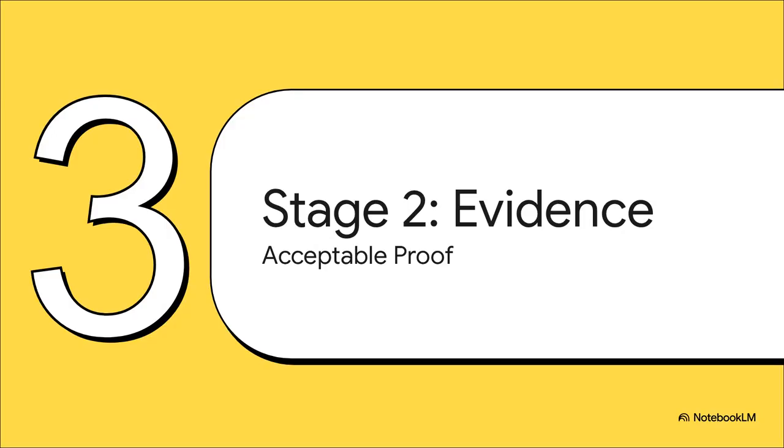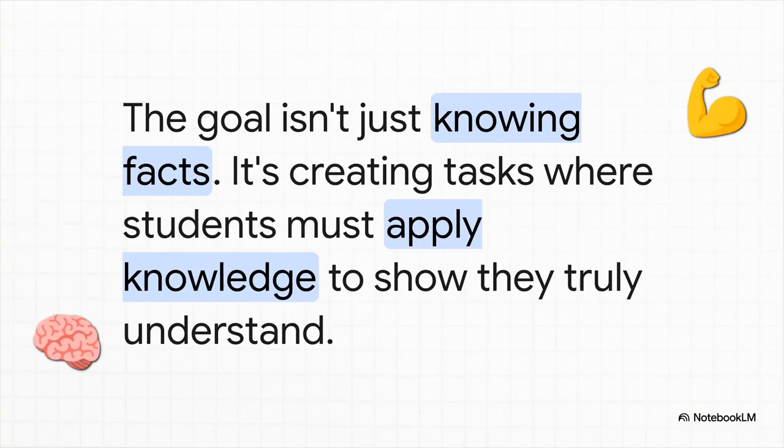Okay, so we've picked our destination with stage one. Now for stage two. How do we know if our students have actually arrived? This is the part where we have to think like an assessor before we think like a lesson planner. This is so crucial. Stage two is not about whipping up a multiple choice test to see if students can spit back facts. No, it's about designing authentic tasks where students have to apply their knowledge in a meaningful way to actually show you that they get it.